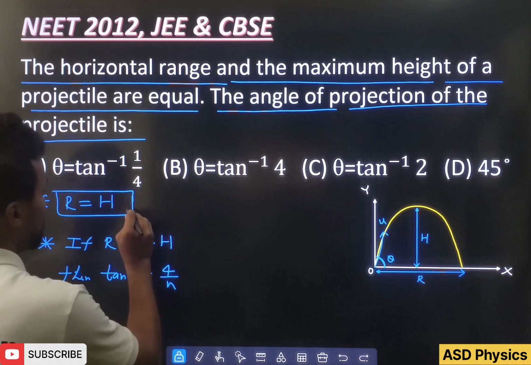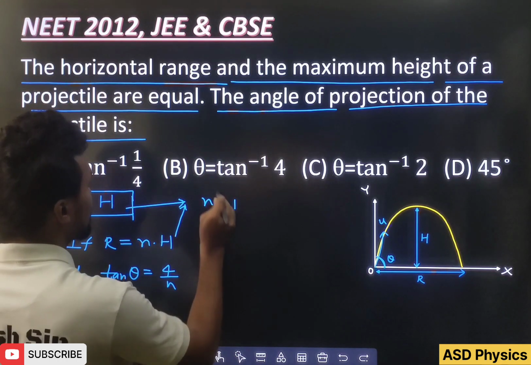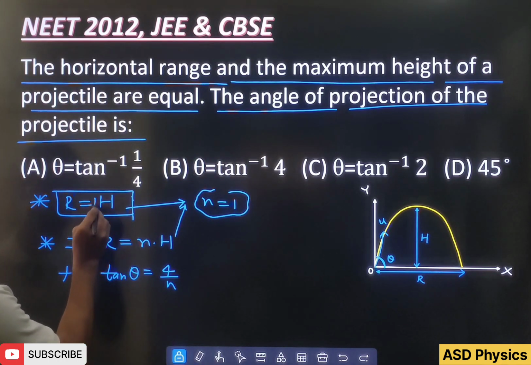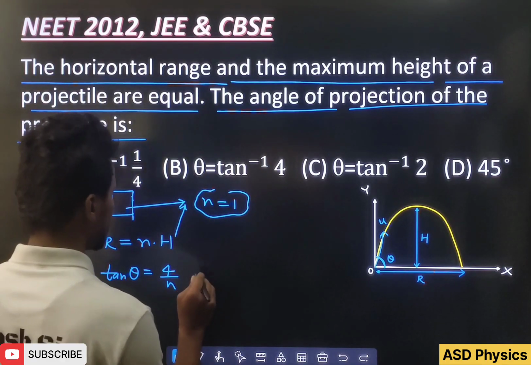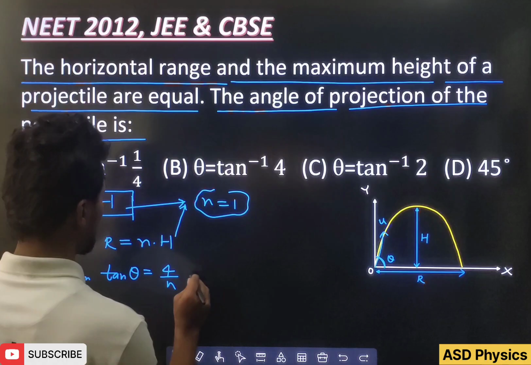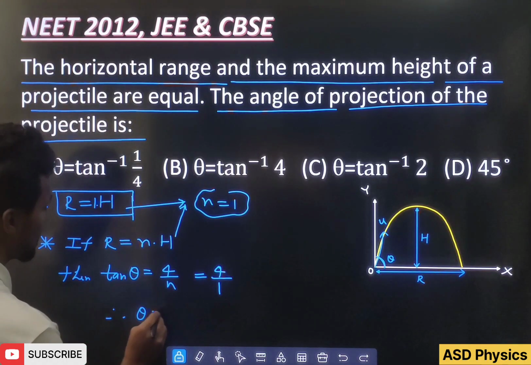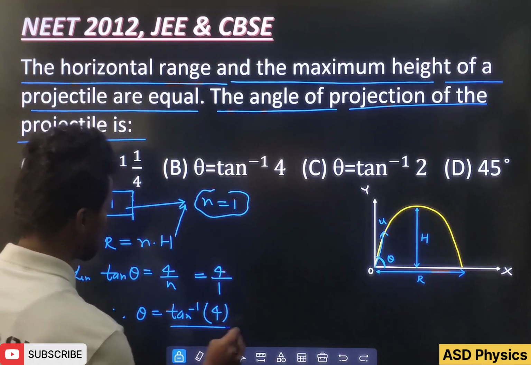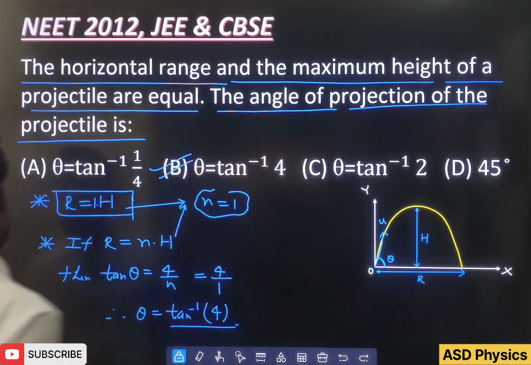Okay, so if you compare this one and this one, what will happen? The value of n will come as 1, is it? Because R equals nH, R equals H, so I can write 1 into H. So what is the value of n? 1. Just put the value of n as 1, so it will become 4 by 1. So hence theta will come as tan inverse 4. Now the right formula is there, is it? So where is the option? The correct option is here, option B is the answer. Kindly see very well, is it?